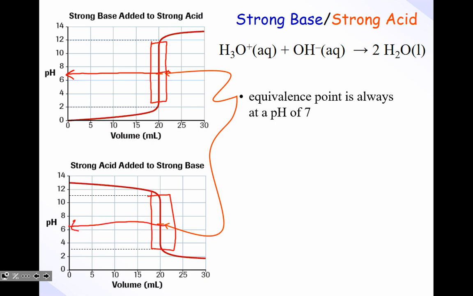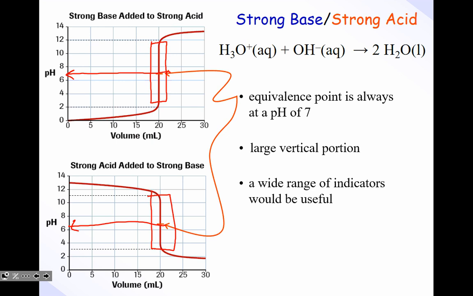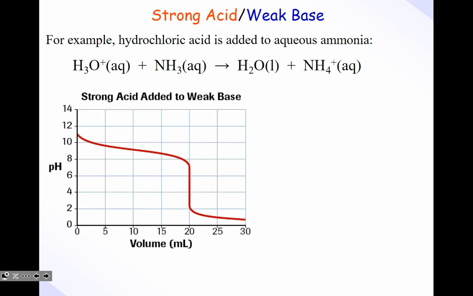So you can have strong base added to a strong acid, or a strong acid added to a strong base. Tongue twister. It has a large vertical portion, so a wide range of indicators could be useful. Remember, when you're picking an indicator, anything here is a go. You want to get it, though, as close as you can to the center. You want that indicator to be as close to that as possible.